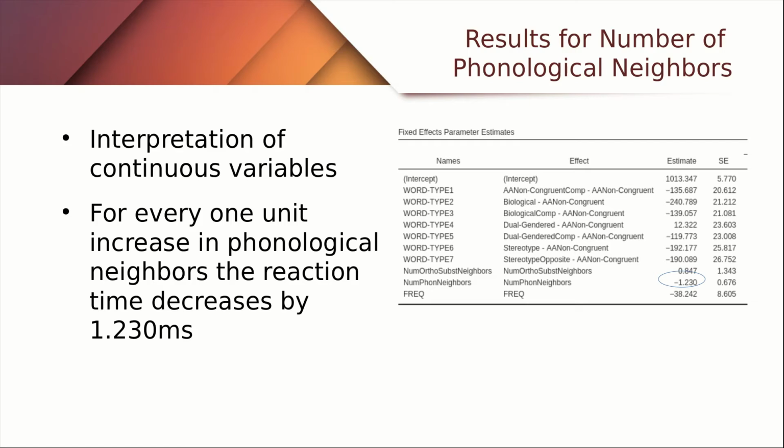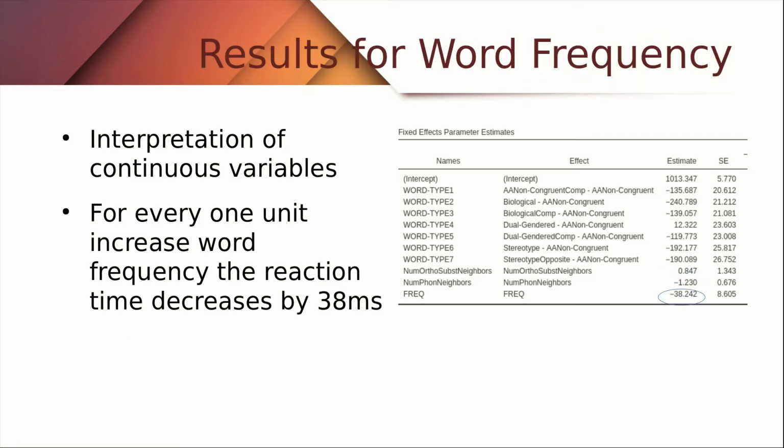So let's look at the results for the number of phonological neighbors. What it tells you is that for every 1 unit increase in the number of phonological neighbors, the reaction time decreases by 1.230 milliseconds. As far as the word frequency is concerned, for every 1 unit increase in word frequency, the reaction time decreases by 38 milliseconds.